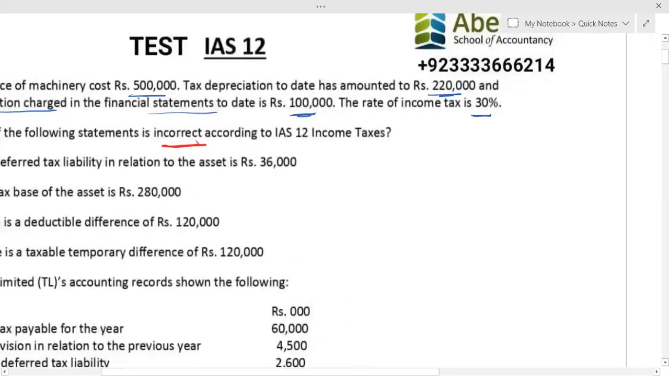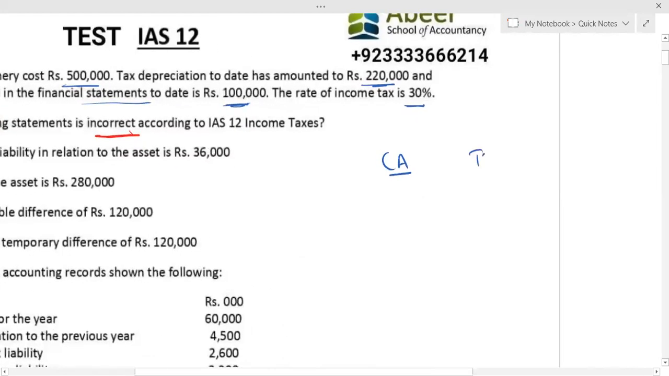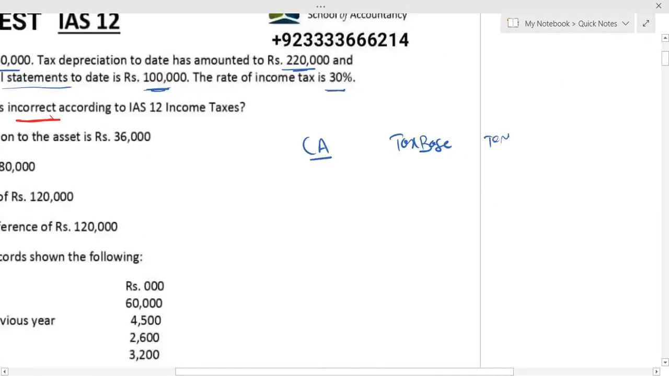So let me just show you. We normally prepare 3 columns: carrying amount, tax base, and temporary difference. Tax base means the value of your asset or liability according to the taxation authorities. We have discussed many times that tax base for a depreciable asset is tax written down value.